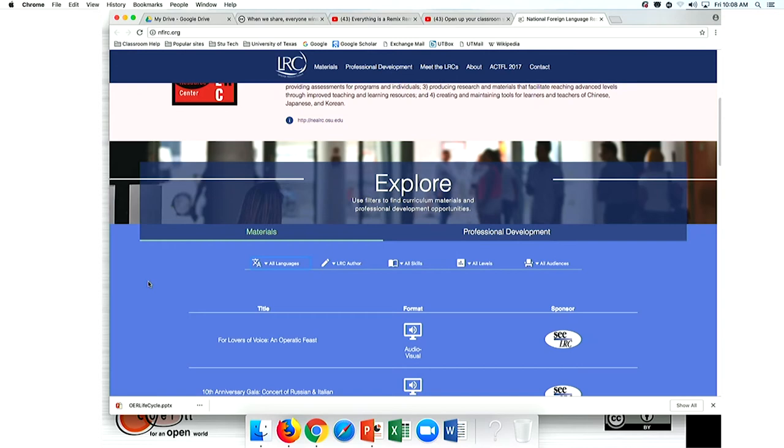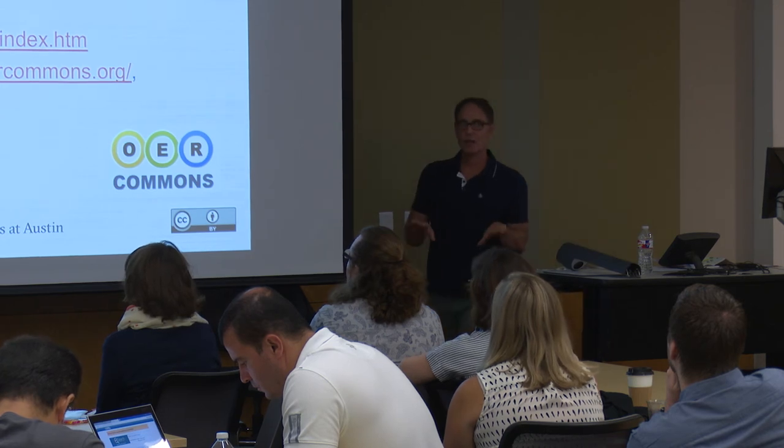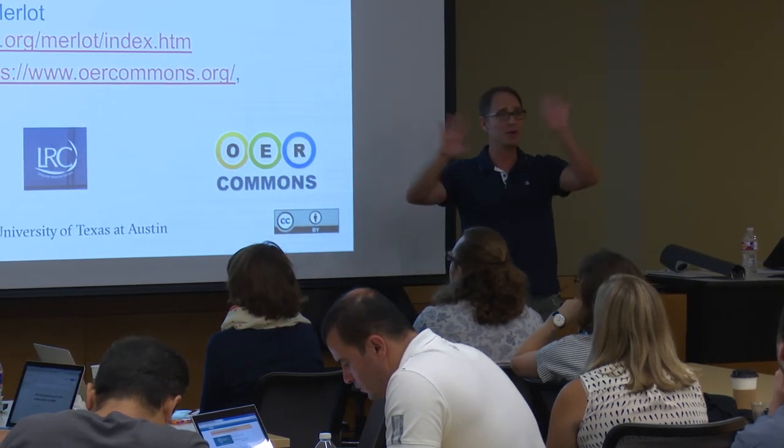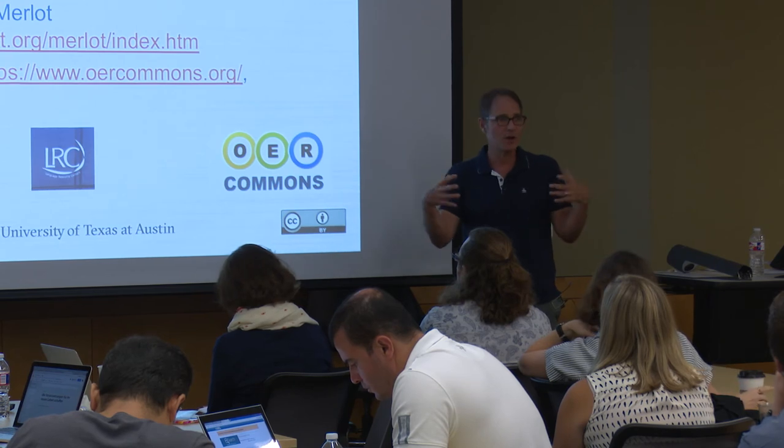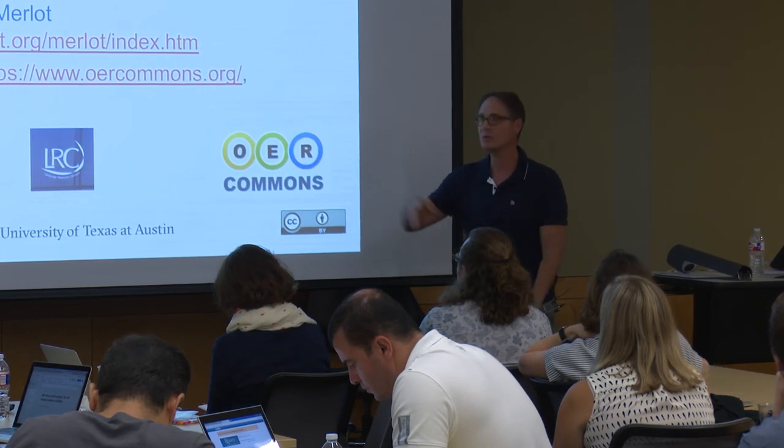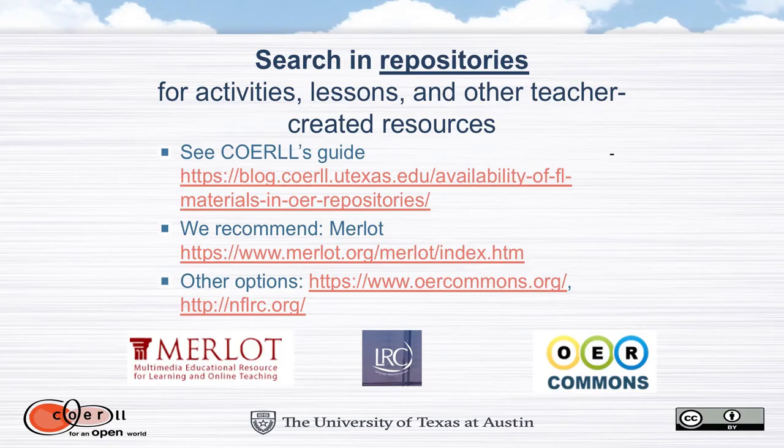You can sort this database by the different authors, meaning the different institutions, COERLL or CIRCLE or whoever, skill level, audiences, so elementary, higher ed, and so forth. In other words, I'm making a distinction. There's just open content. Then there are OERs that are already put together. How do you find them? You go to repositories like Merlot or NFLRC, and there are many others. Go to our site, and we'll tell you about other repositories. OER Commons is another good one.